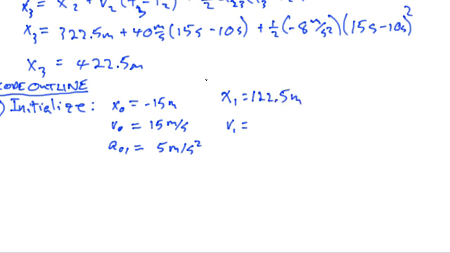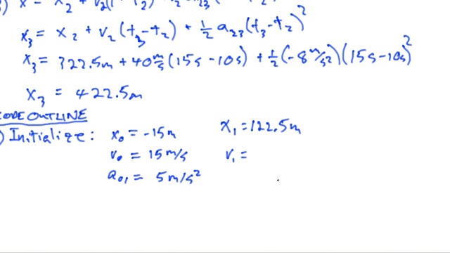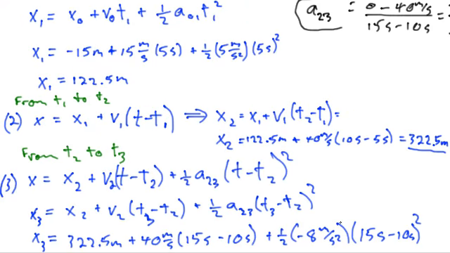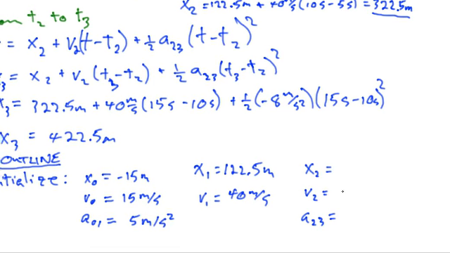v1 is 40 meters per second that was given. And then we got x2, v2 and A2 to 3. X2 we had a value for, 322.5 meters.